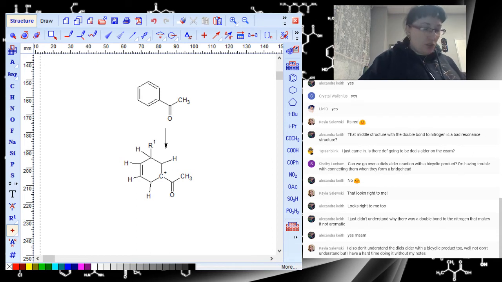So what I'm going to do is just put together some sort of ring here. Kind of doesn't matter what, but it definitely does help if you use a model kit if you're having a hard time visualizing it.